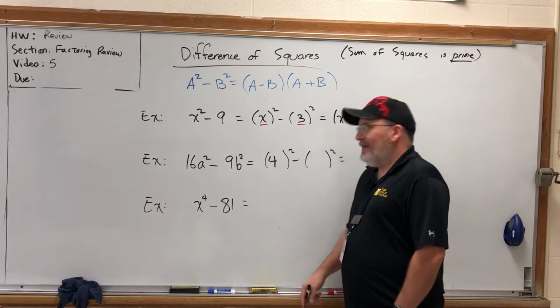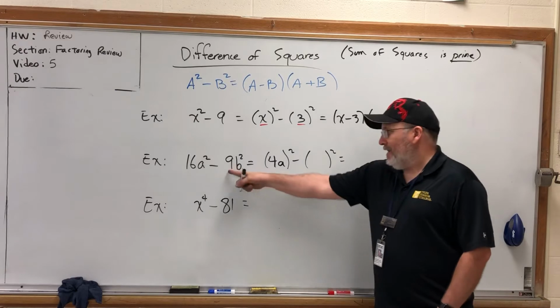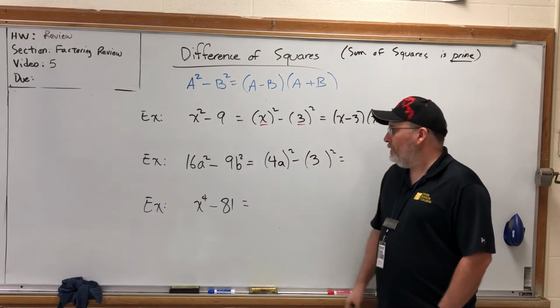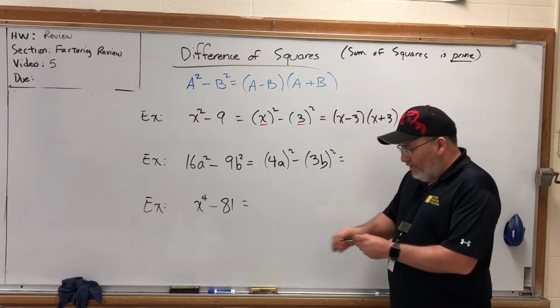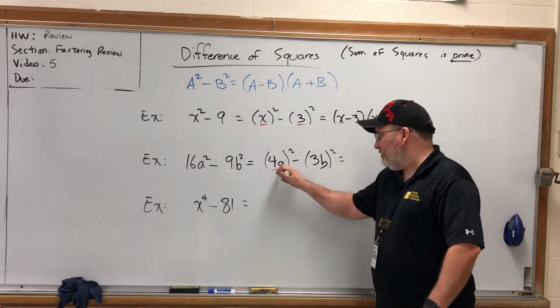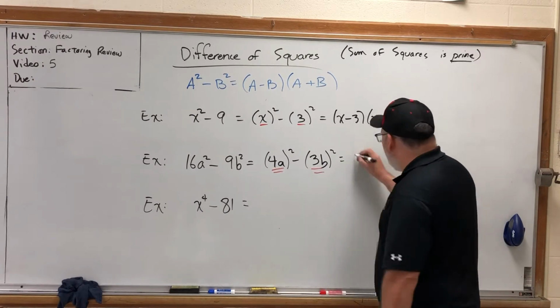What do you square to get a squared? A. What do you square to get 9? 3. And what do you square to get b squared? B. By writing it like this, you are literally exposing the terms and the factors. Now you may be able to see through it, and that's great.